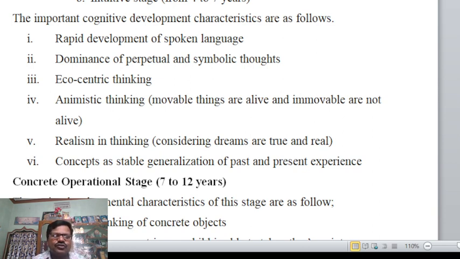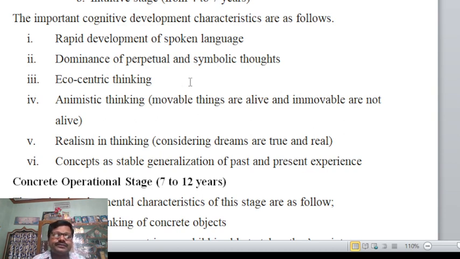Realism in thinking. The child thinks that dreams are true and real. Concepts are the stable generalization of past and present experiences. So these are the cognitive characteristics generally shown during the pre-operational stage.